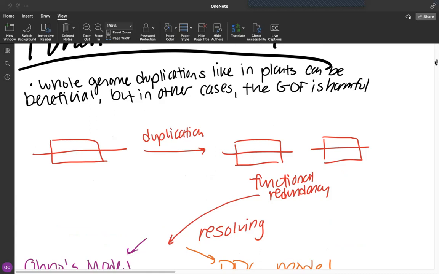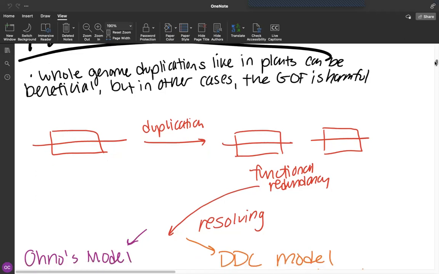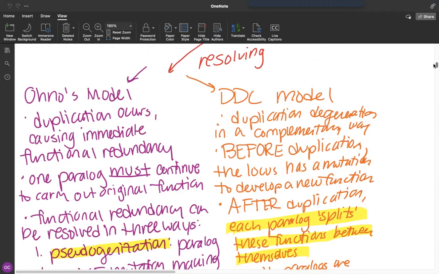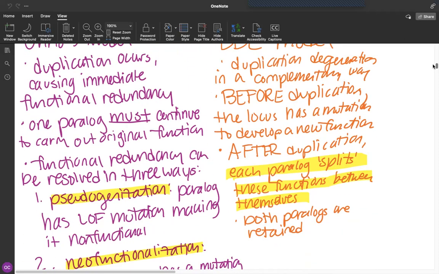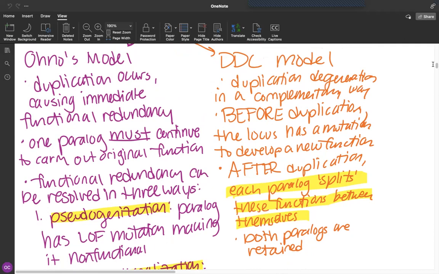So we know that many genes are genes that have arisen as duplicates of a different gene. But in that case, many of them are not harmful. So how did that functional redundancy resolve? And that brings us to two different models, Ohno's model and the DDC model. So let's start with the DDC model on the right, just because it's fully in frame. So DDC stands for duplication degeneration in a complementary way.